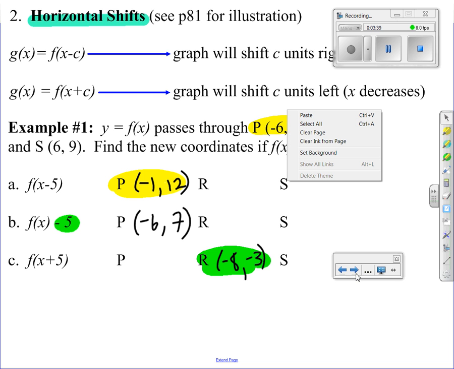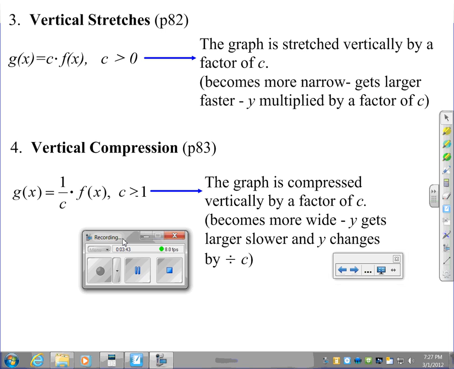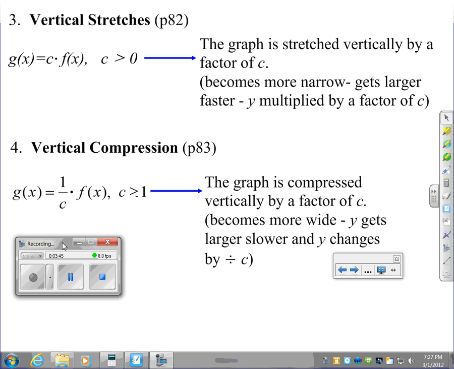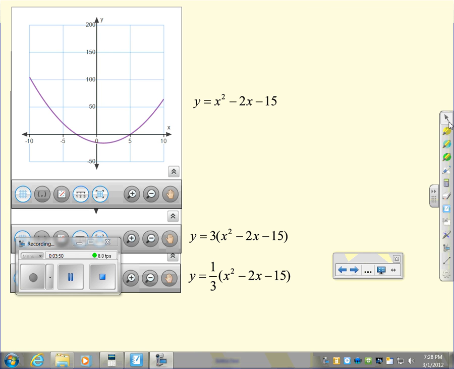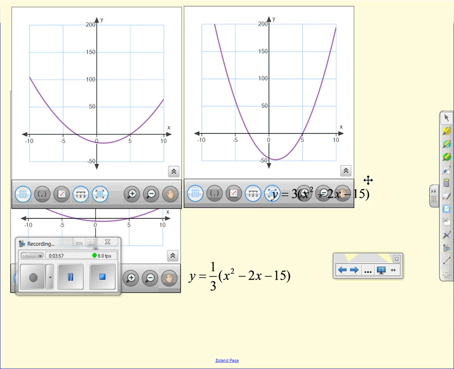We're also going to look at some other shifts, including vertical stretches and vertical compression. Stretch means to stretch out, compression means to push together. So let's take a look at some graphs here. We have the original graph, x squared minus 2x minus 15. And we have the new graph where we're multiplying it by 3. What appears to happen to it vertically? Well, it would appear that it's become more narrow or been stretched out vertically. It's like you took the one end and you just pulled it tighter, and that has been stretched.